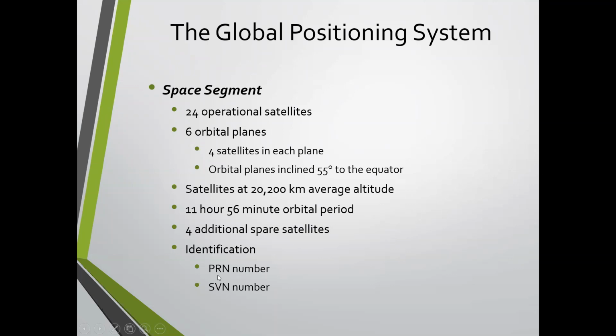Either what's called their PRN number, which stands for pseudo random noise number. So that's the signal that it generates. And then the SVN, that's your space vehicle number. So you'll see them either both ways. A lot of people just use the space vehicle number. So you say it's satellite 5 or 6 or whatever. So when you look at your sky plots or something like that, usually what you see is the space vehicle number as opposed to your pseudo random noise number.